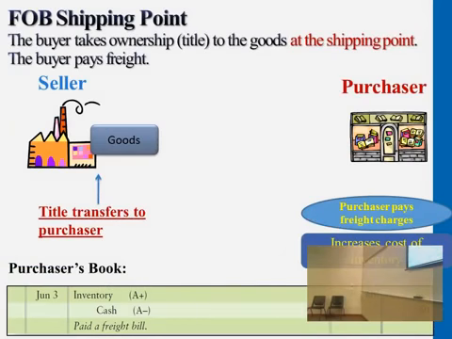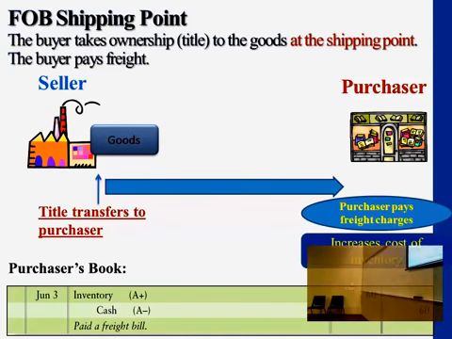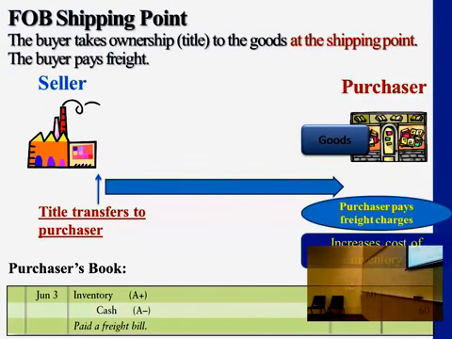In terms of the title of the goods, again, you have the seller and the purchaser. If I'm the company purchasing the items, the title of the goods transfers at the time point when the goods are being shipped to me. So throughout the process, the goods belong to my company. And after I receive them, the purchaser pays the freight charges. This is the transaction that happens.